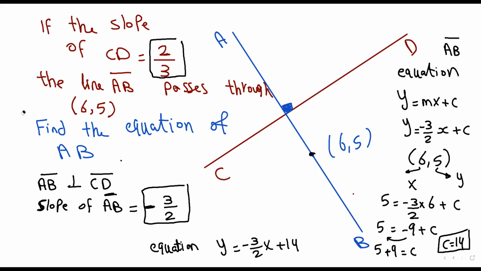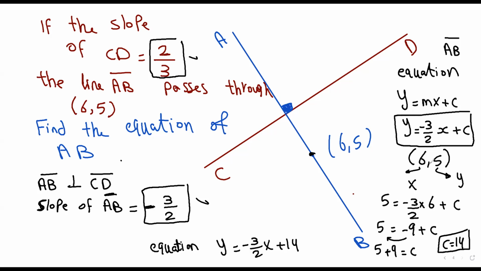Here, the slope of AB is going to be negative because here it's positive, so here it's negative. And switch numerator and denominator, 3 over 2. So the equation is going to be y equals negative 3 over 2 x plus c. How can we get c?